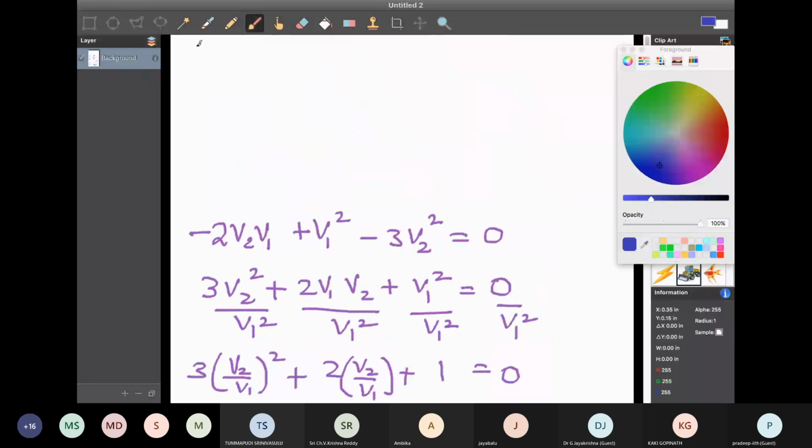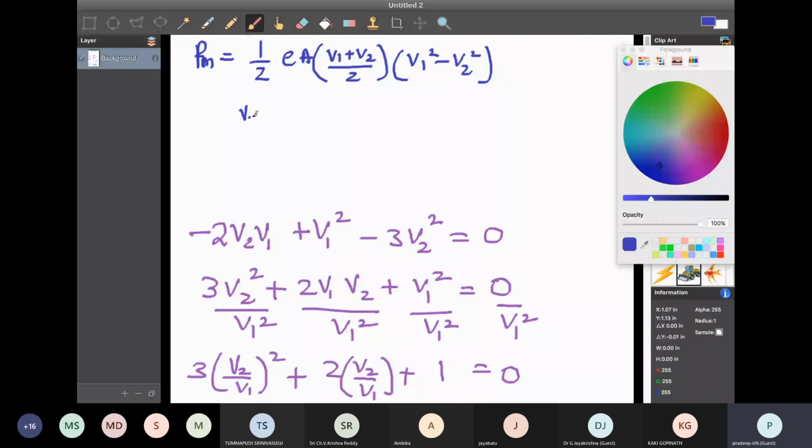Now we also have the expression for maximum power, right? So what is PM? PM is again half rho A VT. VT is nothing but (V1 plus V2) by 2, and then finally here, (V1 square minus V2 square). So here, if I substitute V2 equal to 1/3 of V1, then I will get PM as a function of only V1.